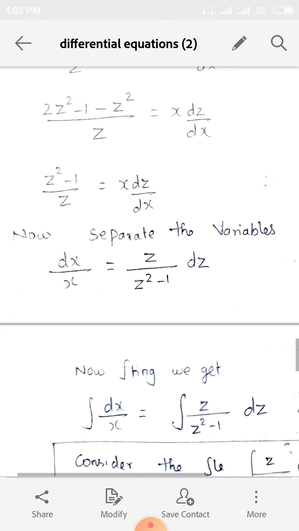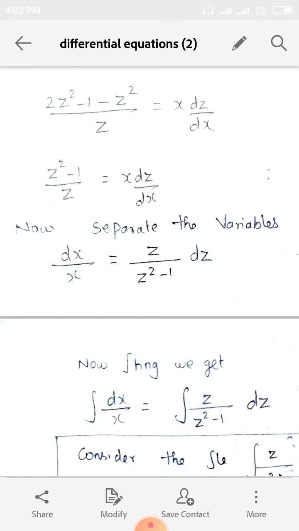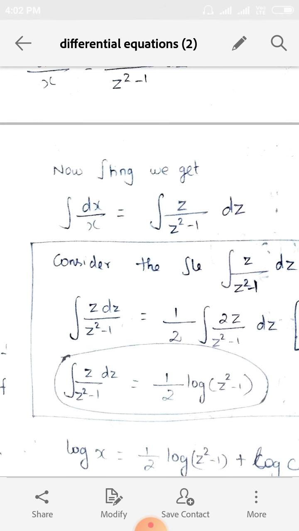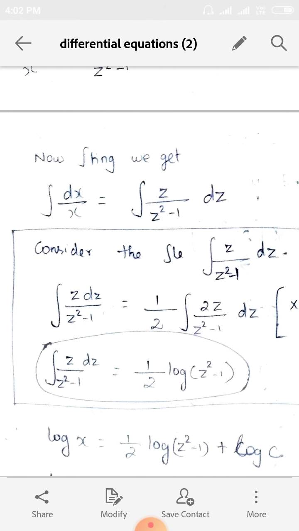And now we have to separate the variables. X variables and z variables, separate different terms. So take x variables to the left hand side and the z variables to the right hand side. We get dx by x is equal to z by z square minus 1 into dz. So next step, now we have to integrate. So integral dx by x is equal to integral z by z square minus 1 into dz.